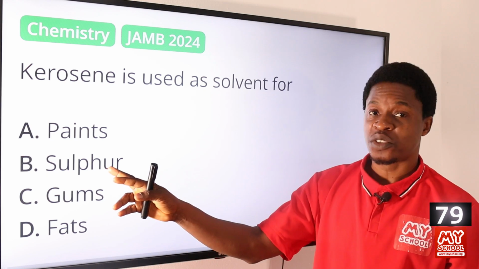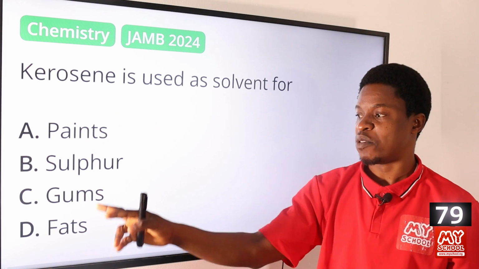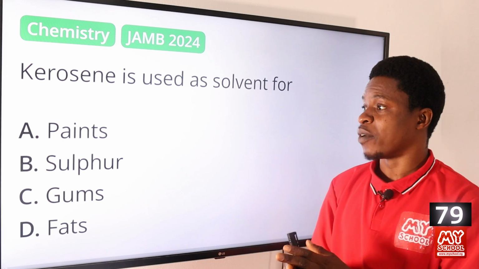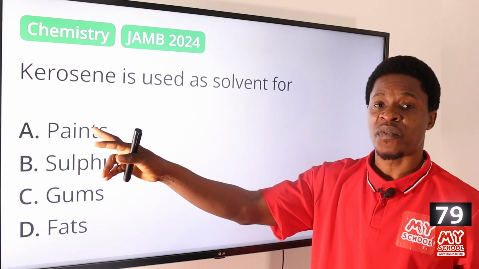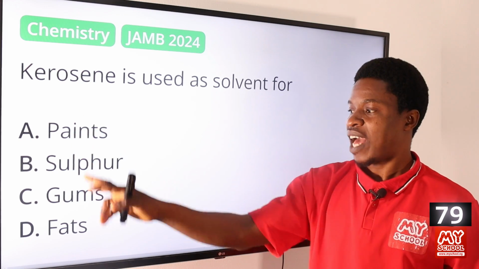So not for sulfur, not for gums, not for fats. Yes, kerosene could be used to dissolve fats and oil usually, in some cases, but it finds more application with paints than with fat.